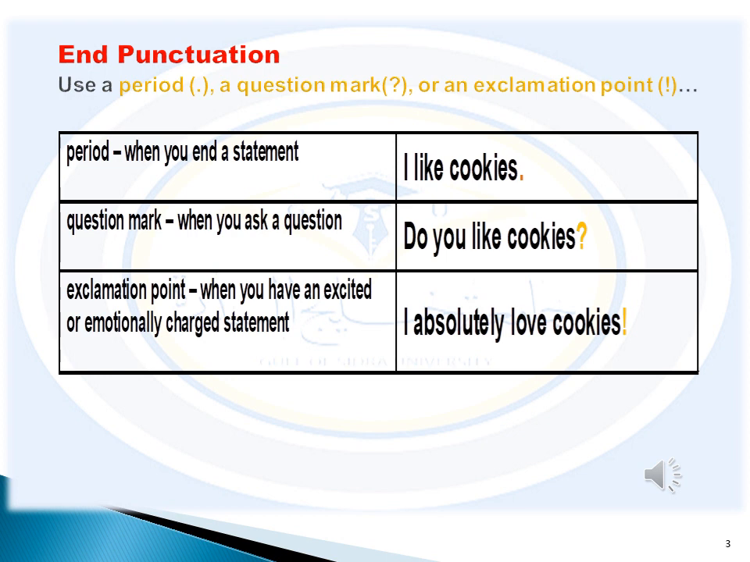So for end punctuation, we have three types. The first one is a period or full stop. It's used at the end of a statement. Also, we use the question mark at the end of the question or interrogative sentence. And we use the exclamation mark or exclamation point at the end of the exclamatory sentence.